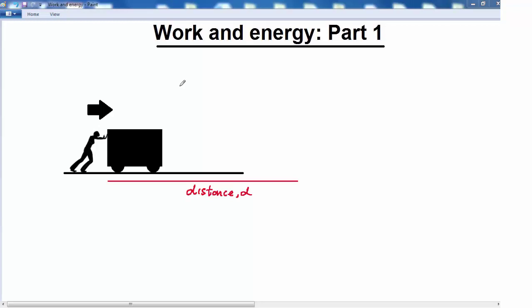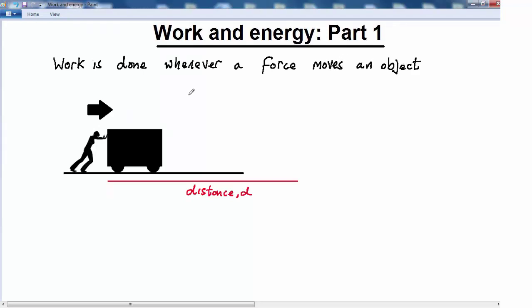In this lesson we're going to look at the concept of work. Now, whenever a force moves an object, we say that work has been done and that energy is transferred to that object. So we say that work is done whenever a force moves an object and that as a result of that work being done, energy is transferred to the object.